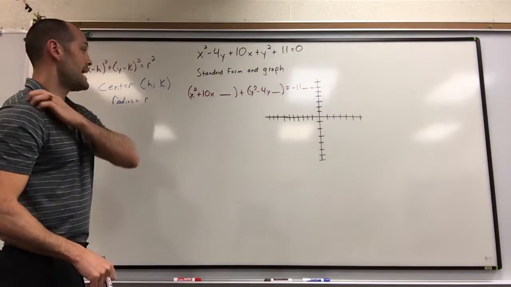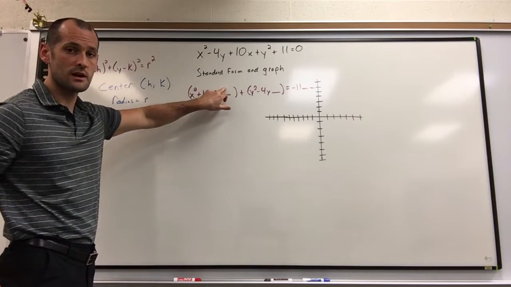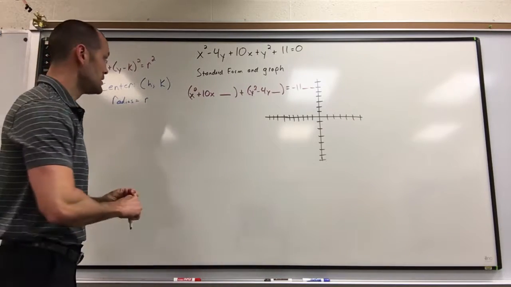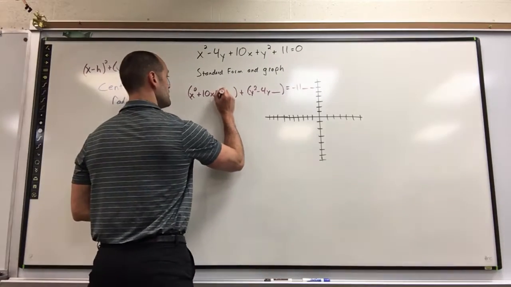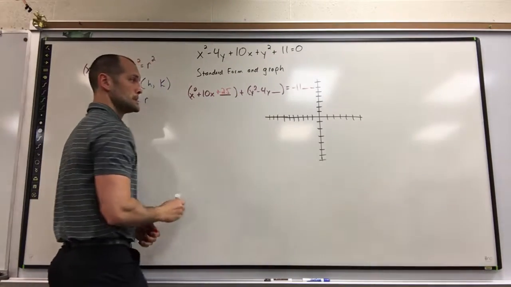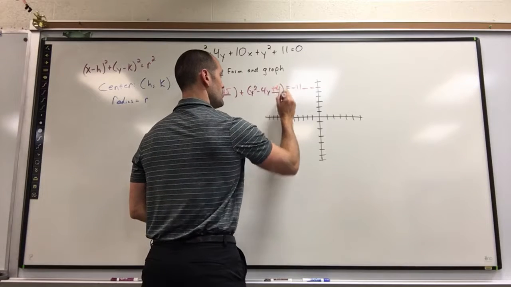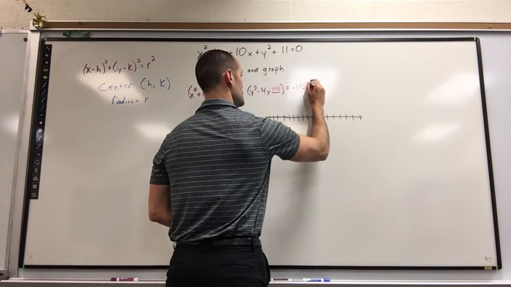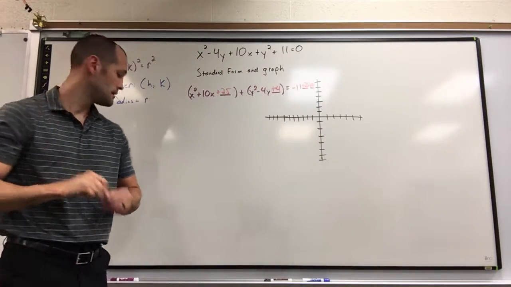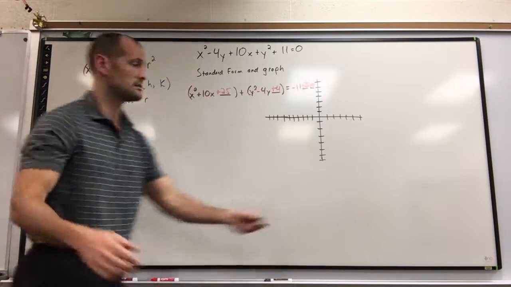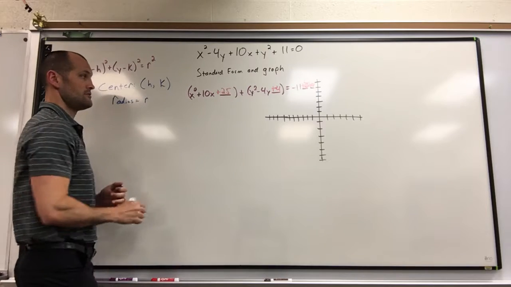All right. Now, to complete the square, it's half of b squared. So this first blank will get a 25. Second one will get a 4. So we're going to add 25 and add 4. Okay? Very quickly, this arrives at our standard form.